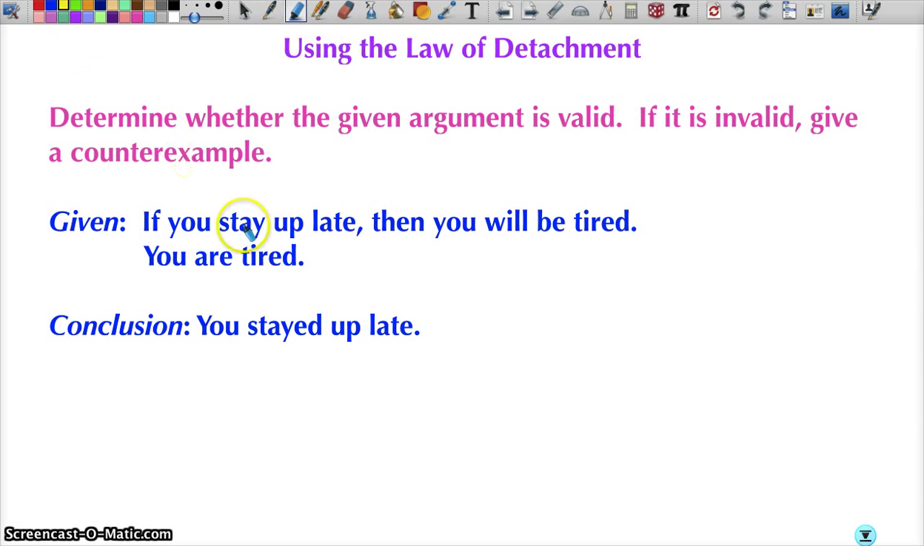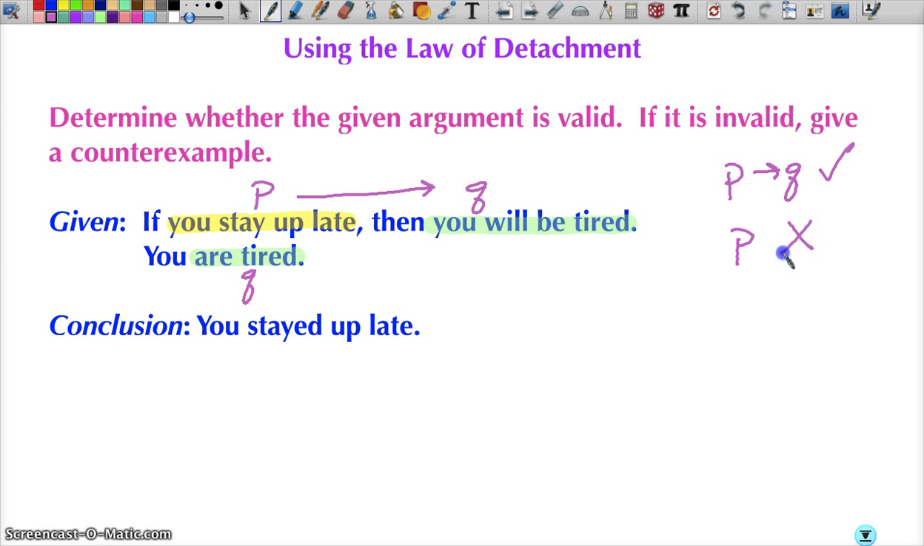So using the same process, if you stay up late, then you will be tired, right? So P implies Q. Then we have our next statement, which is you are tired, which matches Q, right? So right now, it's not really following that law. We've got our P implies Q statement, and then we don't have P, we have Q instead. So let's look at this last part right here. The conclusion is that you stayed up late.